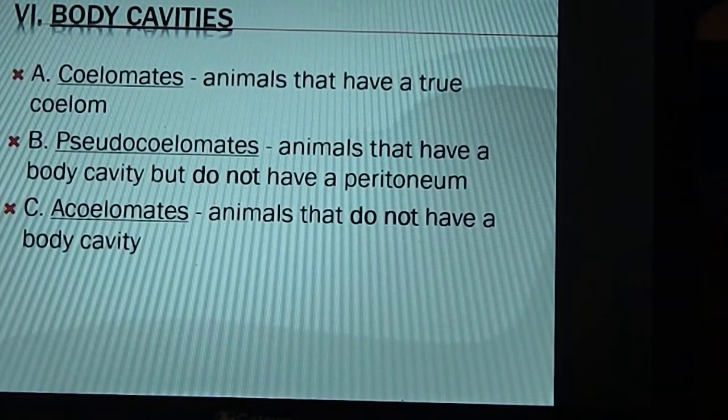So we've got true coelomates. These are animals that have a true coelom, right? They have a peritoneum. Pseudocoelomates have a body cavity, but they don't have that peritoneum. So the digestive tract and the reproductive organs, etc., are not separated. And then there are acoelomate animals that when you cut them in half, they just have muscle tissue. They don't have a cavity at all. It's all filled with muscle and organ.